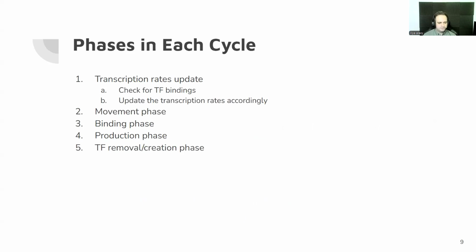So in each cycle, we have some phases that happen. First, the transcription rates update depending on the TF bindings. There's a movement phase in which transcription factors do a random walk in the grid. There's a binding phase in which, if the transcription factors are close enough to the regulatory sites, they bind. There's the production phase in which the concentration levels of the proteins are updated. And lastly, if the binding duration between a TF and a regulatory site is over, then we remove that transcription factor and we create a new transcription factor. At the start of the system, we have the same number of transcription factors allocated for each gene that is present in our system in the 2D grid.